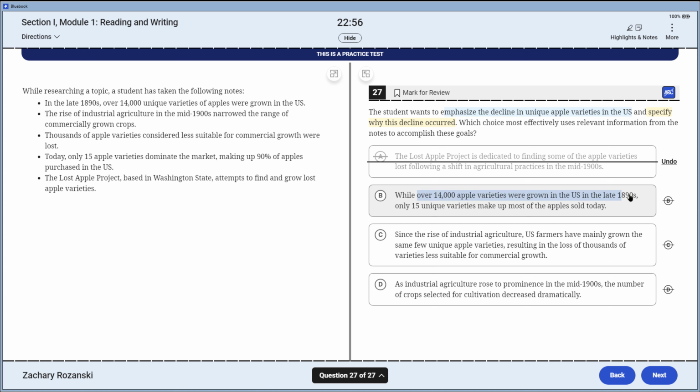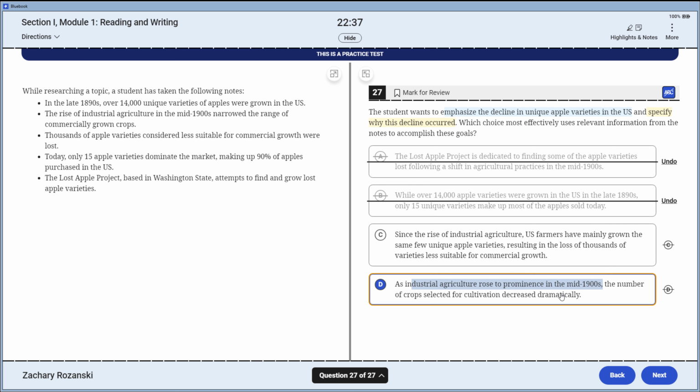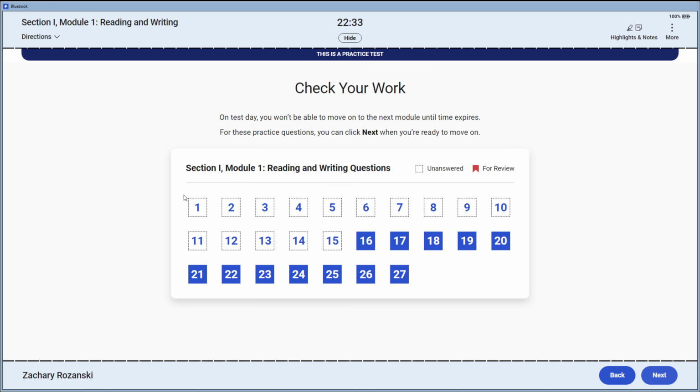Some is very diminutive of that. While over 14,000 were grown in the late 1890s, only 15. This is great on emphasizing the decline, but it doesn't specify why. B falls. Since the rise of industrial agriculture gives me the why, mainly grown a few, resulting in thousands. C is absolutely gorgeous. D is gross because though it gives us the why, it shifts the focus from apple varieties to all crops, and that's not what I want.